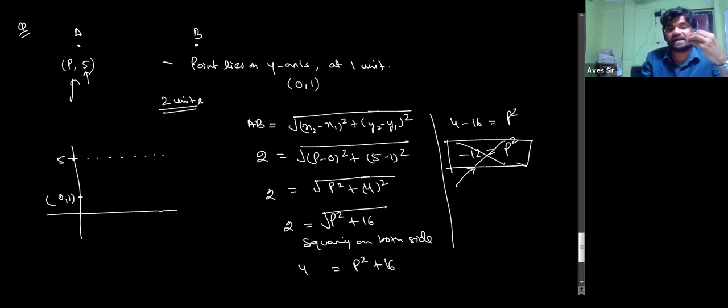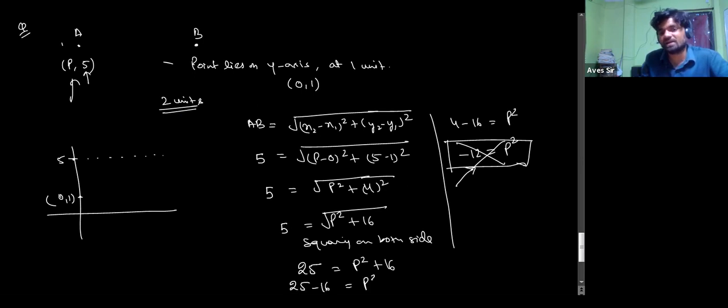I can say that if the distance is 5 meters, let me explain here, if I'm saying the distance is 5, you can write here 5. When you square this one, you will get 25. When you subtract 16, we get 25 minus 16, that will be p square. So the value of p square is simply 9, and the value of p is plus 3 or minus 3, because when you calculate the square root of 9, it will be minus 3 or plus 3.